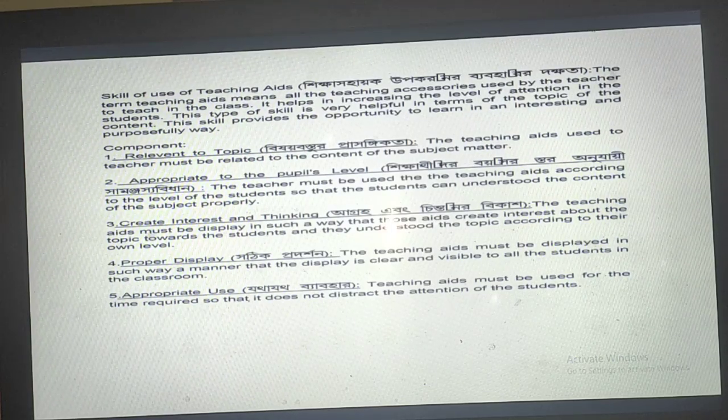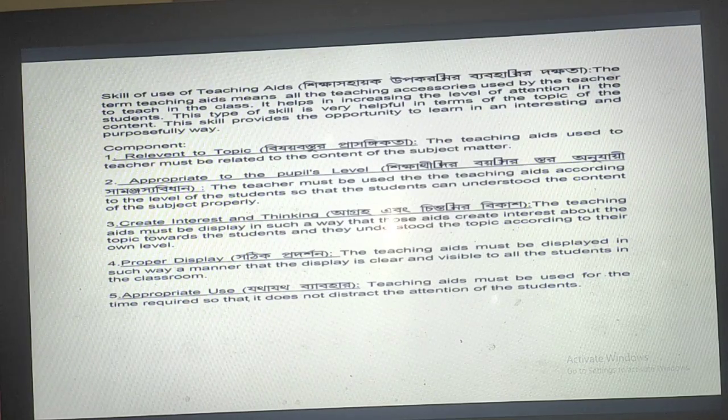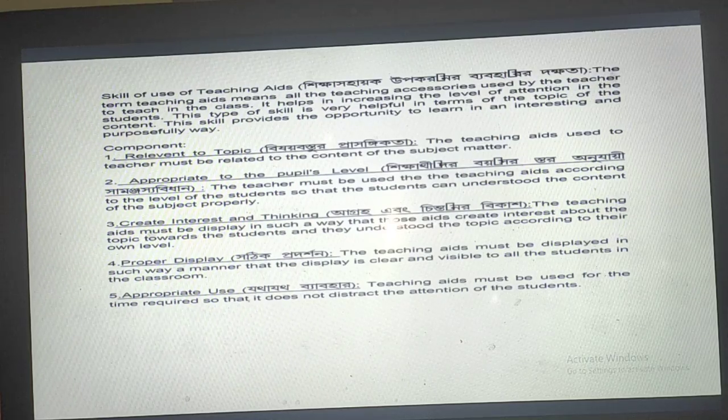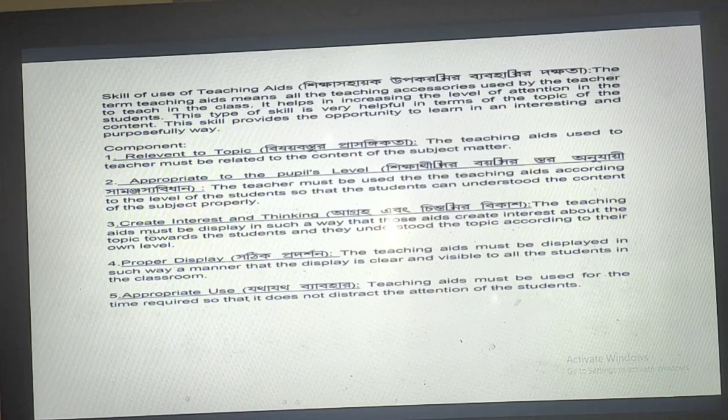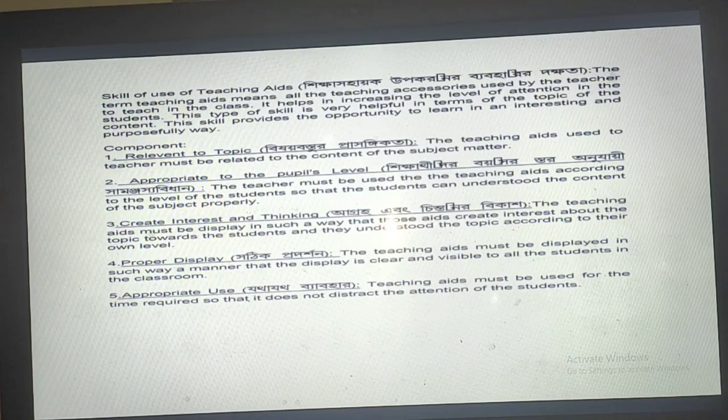Participation. Create interest and thinking. The teacher makes such a teaching aid through which the student can think and increase their interest level. That's why teaching aids should be clear and simple.